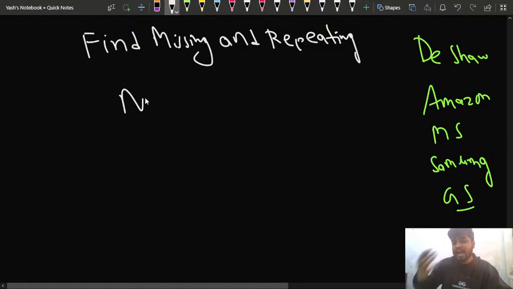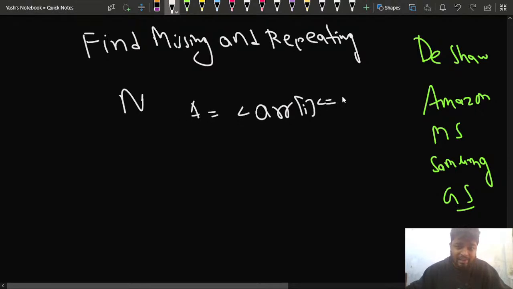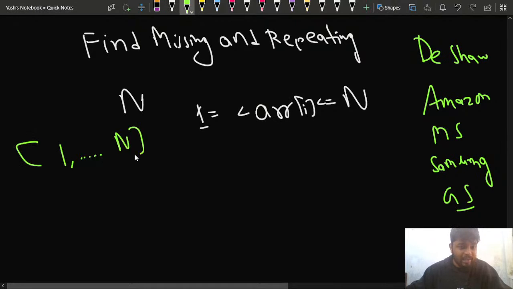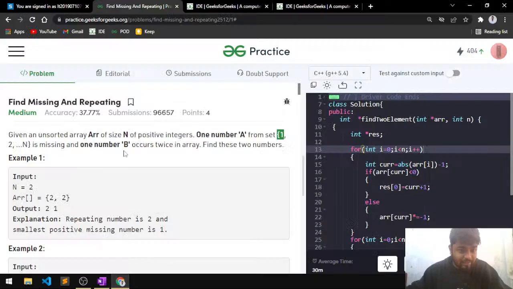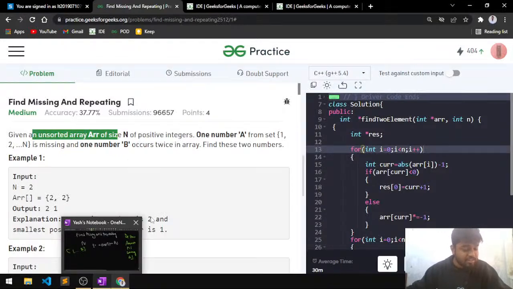If the size of the array is n, then all the elements of the array, let's suppose the ith element is arr[i], will be between 1 to n, where n is the size of the array. It is saying that one of the elements would be missing and one of the elements would be repeating in this particular given array, right?